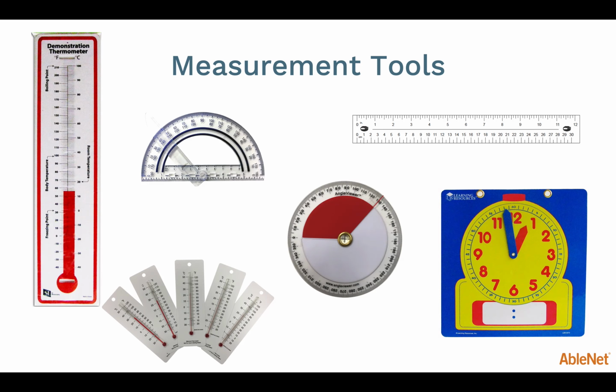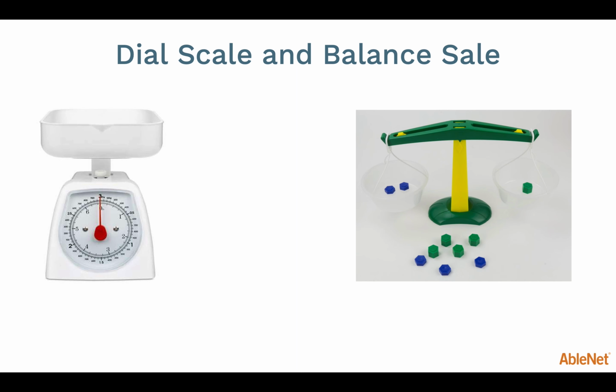Equals has a variety of measurement tools to support instruction. The demonstration thermometer, a set of smaller thermometers, 2 different protractors, one with an arm and a circle protractor, a set of 10 rulers, and a demonstration clock. Also included in the kit are 2 types of scales, a dial scale and a balance scale.